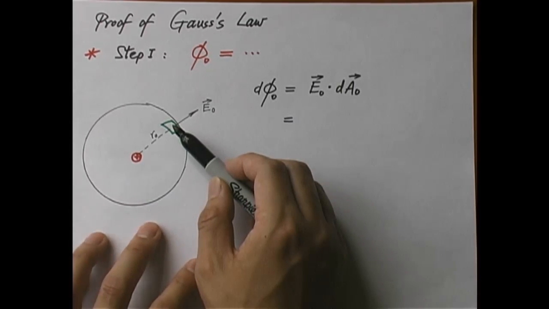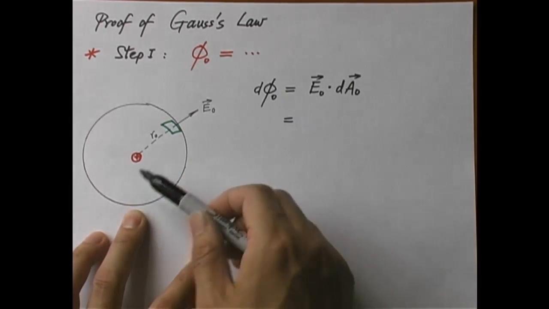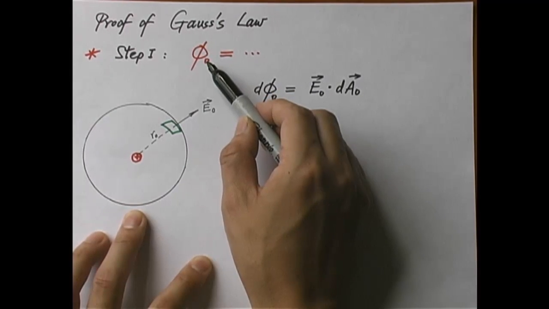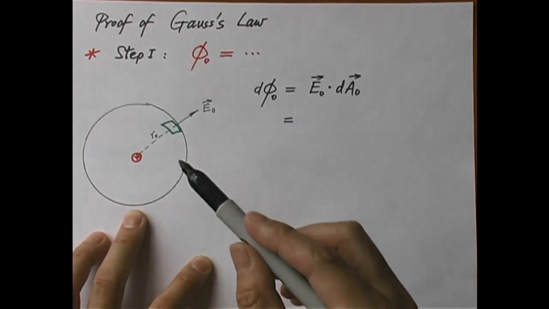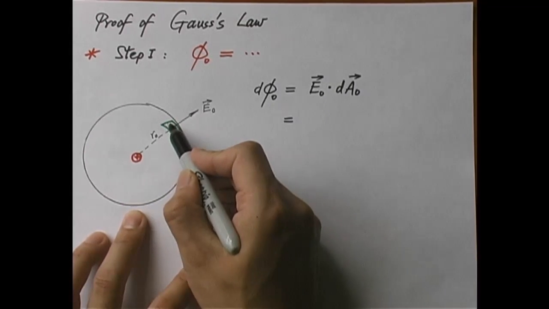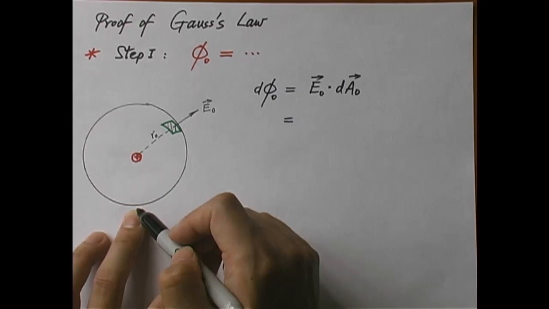Well, this in fact is quite simple. So I'm going to go through that quickly. I'm going to call this the flux through this surface phi naught. This subscript 0 indicates that this has to do with a spherical Gaussian surface, so it's a special one. Okay, the radius is called r naught. Now, first of all, let's look at a little patch on the surface of that spherical Gaussian surface.